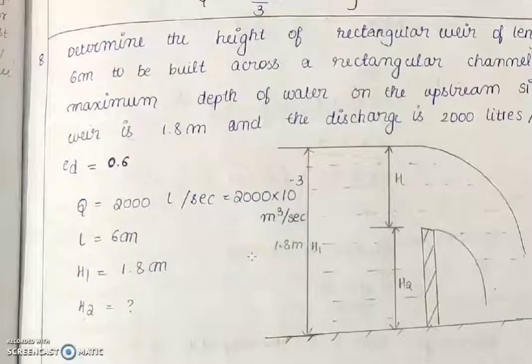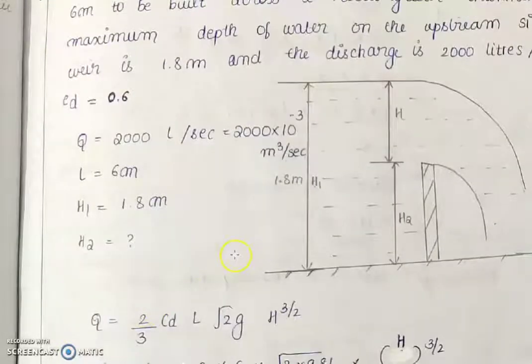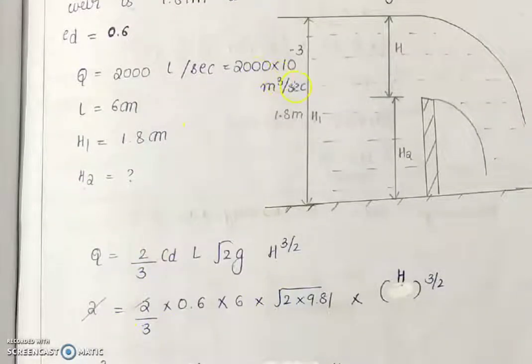So we will see how it is done. The only equation available with us is this one, that is Q equals 2 by 3 CD L into root of 2g h raised to 3 by 2. So here we will first see what all things we can find out from this equation. Q is given as 2 meter cube per second. So 2 equals 2 by 3 into CD, which is given as 0.6, into length, which is given as 6, into root of 2g, which is a known thing, into h raised to 3 by 2.